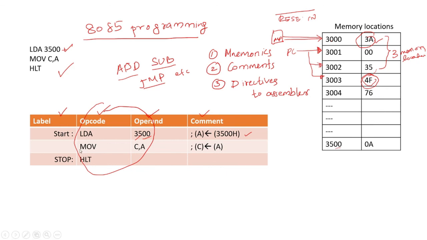Similarly, for the next instruction, the next location is 3003. The opcode corresponding to MOV C, A, obtained from the data sheet, is 4F. In order to save this instruction, it requires only 1 memory location. Please note, each memory location can handle only 1 byte of data. So it is a 1-byte instruction. Similarly, we can have 2-byte instructions also. So in 8085, we can have 1-byte, 2-byte, or 3-byte long instructions.